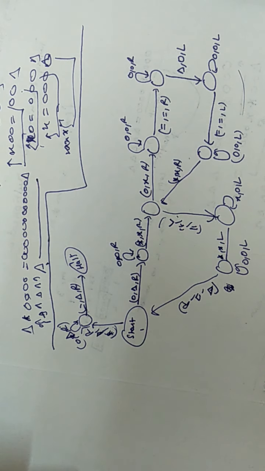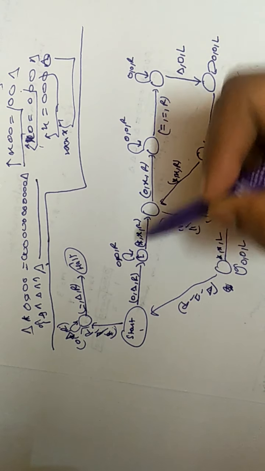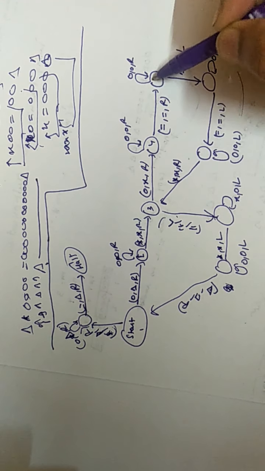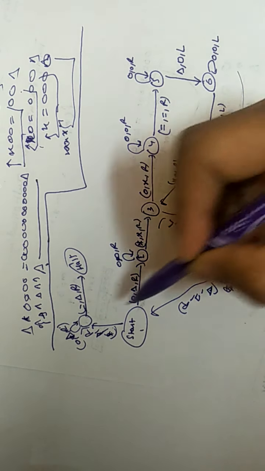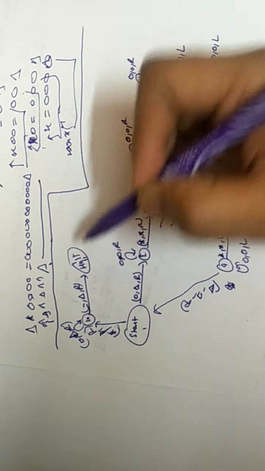So this is the Turing machine for the multiplication, and this is all for today's lecture, having 11 states here.